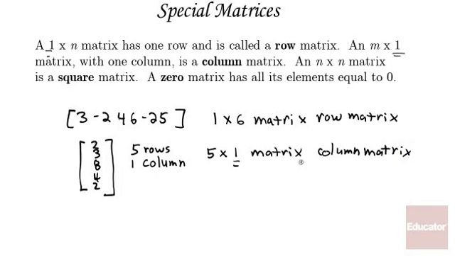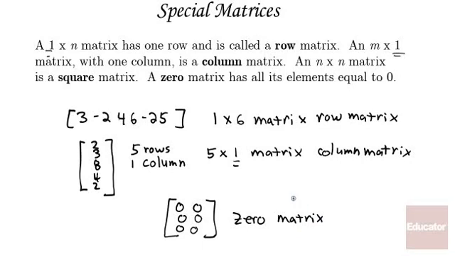A third type of special matrix is called a zero matrix, and this zero matrix has all its elements equal to 0. For example, this would be an example of a zero matrix. So 3 special types of matrices: a row matrix with 1 row, a column matrix that has 1 column, and a zero matrix which contains elements that are all 0.